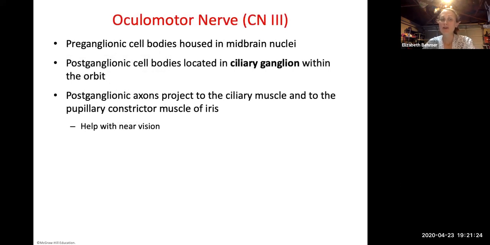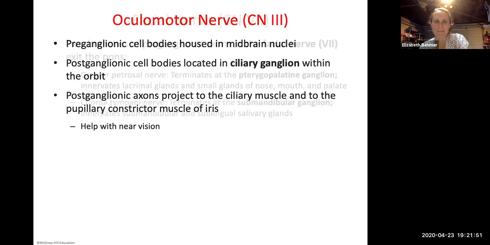The oculomotor nerve is housed in your midbrain. What your oculomotor nerve does is it helps to control the constrictor muscle of your iris. So it helps with near vision. So this is your oculomotor nerve. It helps to control the constrictor muscle of the iris, so it helps with near vision.